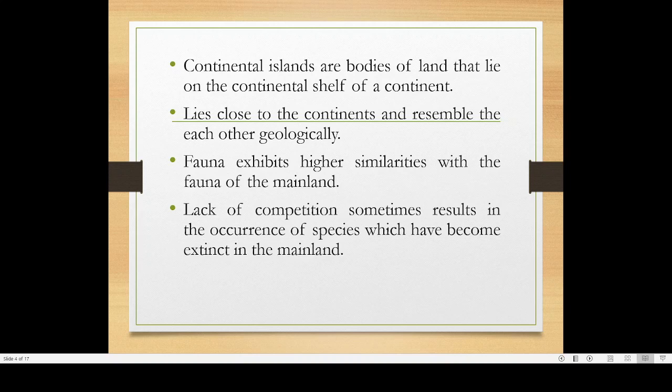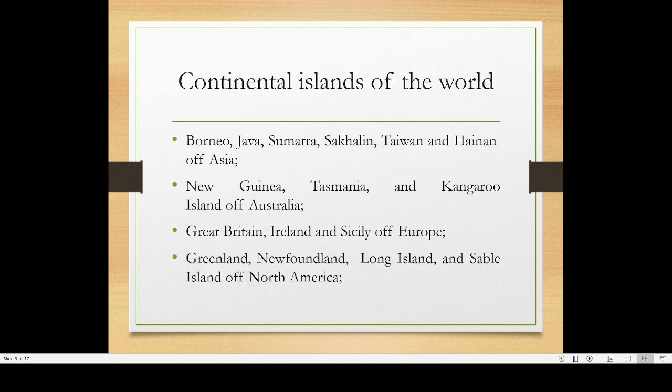So there is a peculiarity. Those kinds of animals which may have become extinct or disappeared from the mainland may survive on an island because of lack of competition and lack of enemies. So lack of competition and lack of enemies can result in the occurrence of some species which may have disappeared on the mainland. Now these are the important continental islands of the world.